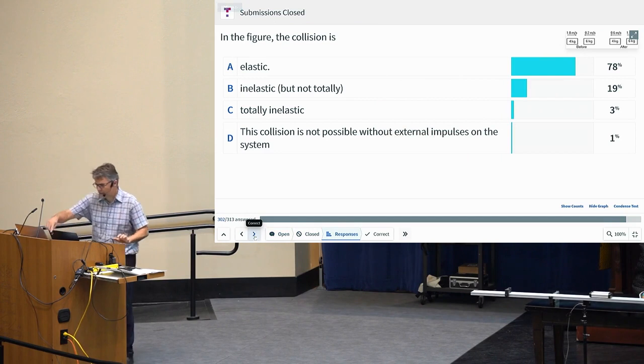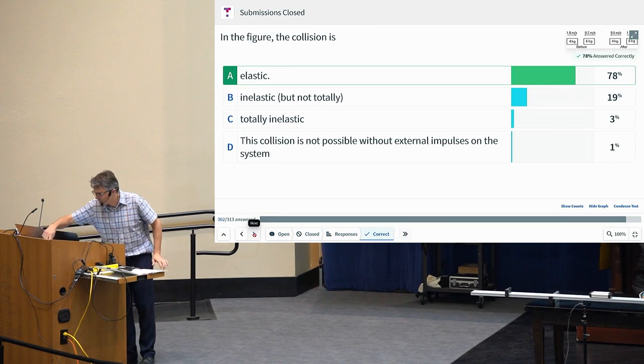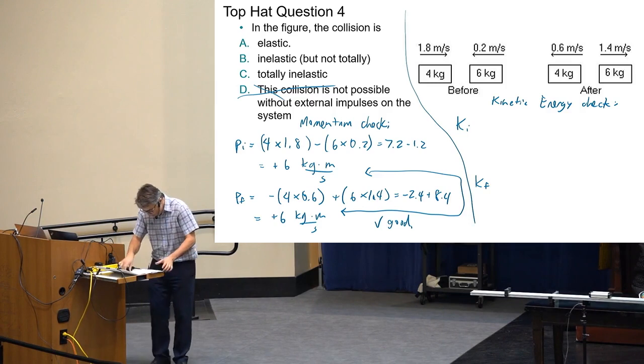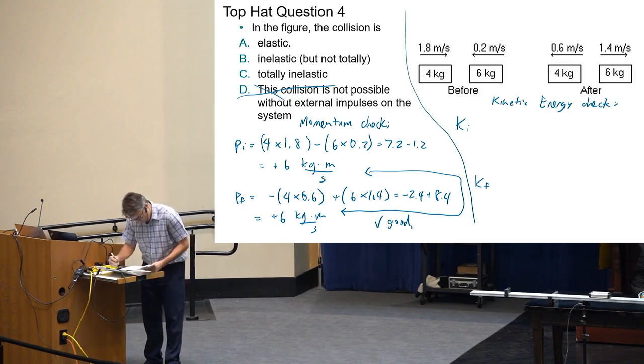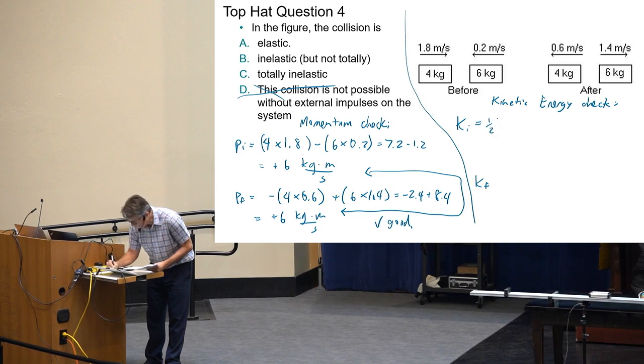Here. A lot of people thought it was elastic. The kinetic energy is conserved. Let's see what I think, actually. So the kinetic energy check is, they're all positive, right? So 1/2 times 4 times 1.8 squared plus 1/2 times 6 times 0.2 squared. So I got 6.48 joules plus 0.12 joules equals 6.6 joules.